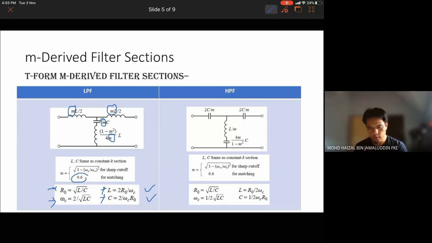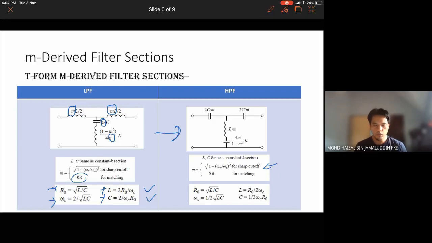Vice versa to the low pass filter, we have the high pass filter. All the positions of inductor and capacitor in the low pass filter are changed: inductor changes to capacitor, and capacitor changes to inductor. The value is still the same, and the value for L and C is the same as for the constant K section.